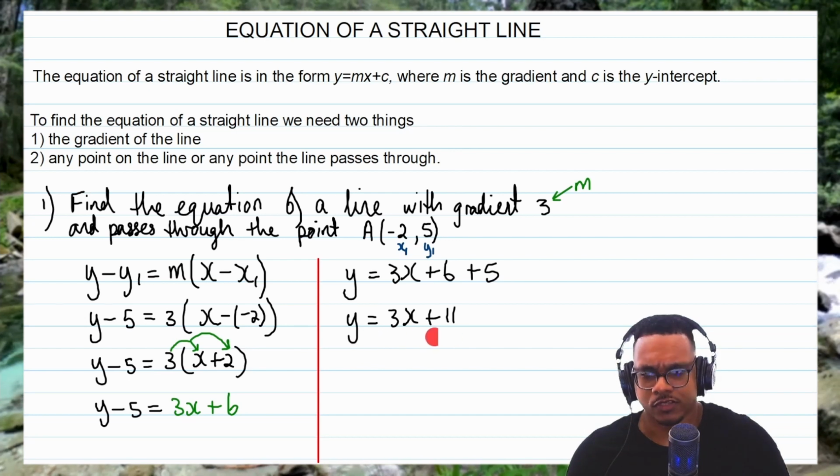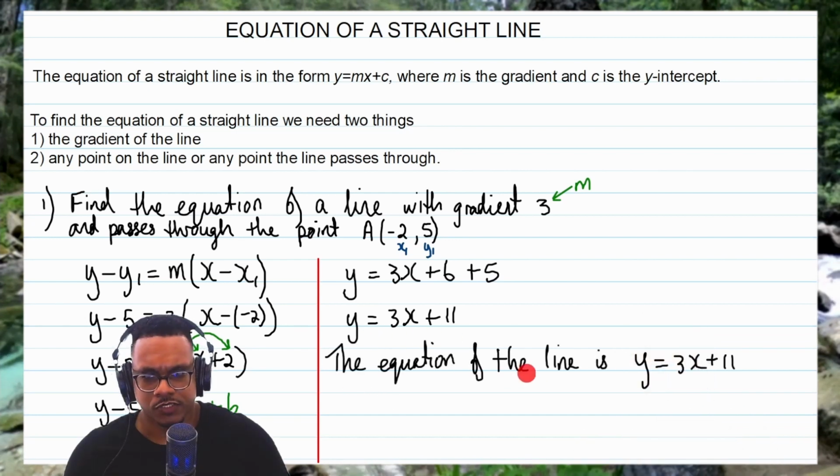And this will be my equation of the straight line. So I have the equation of the line is y is equal to 3x plus 11.